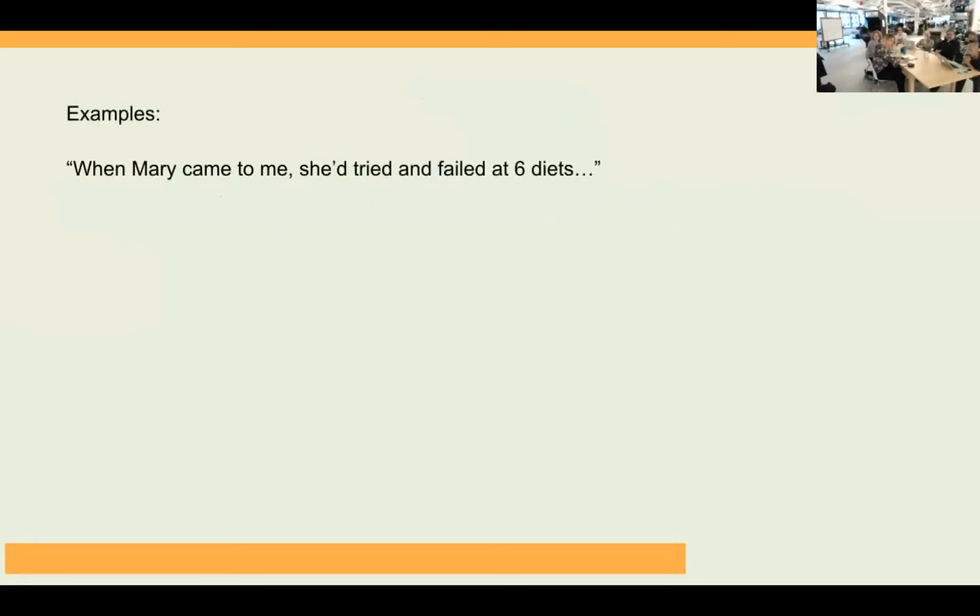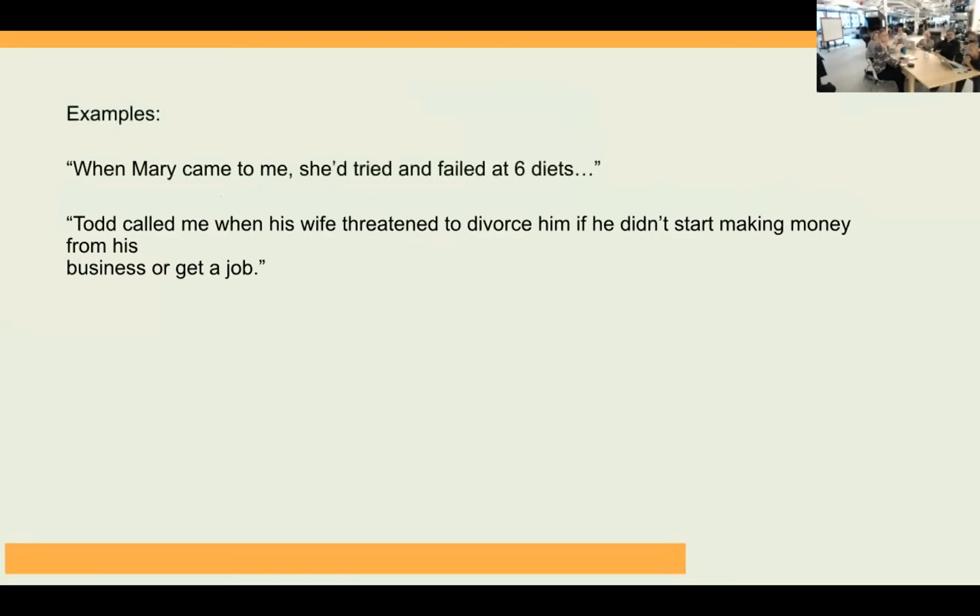So for example, Mary came to me. She tried and failed at 3 diets. Or Todd called me when his wife threatened to divorce him if he didn't stop working so hard at his business.